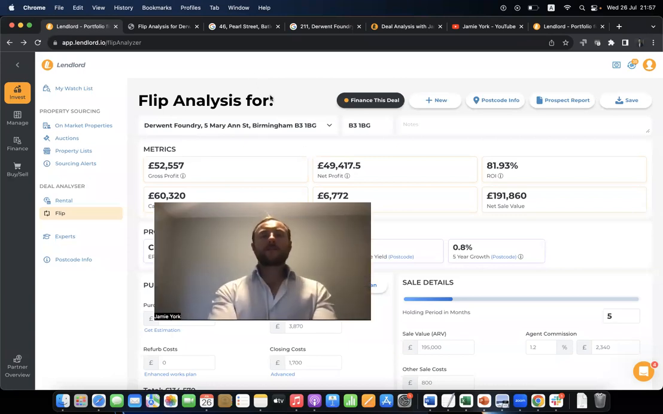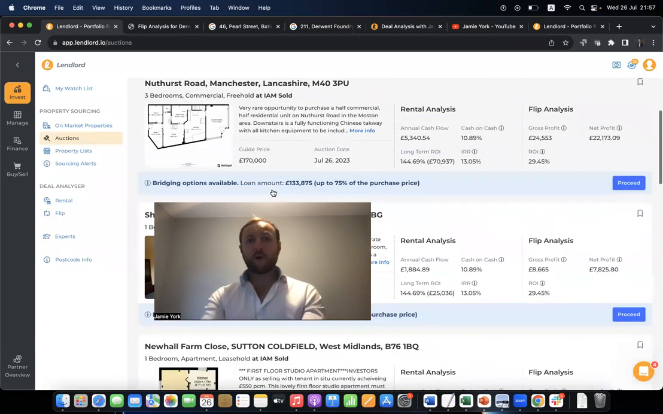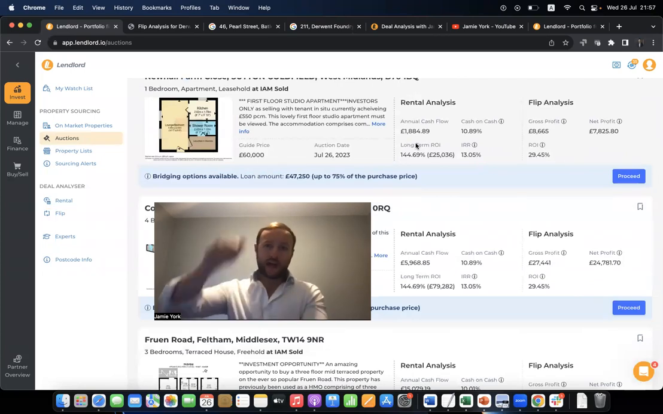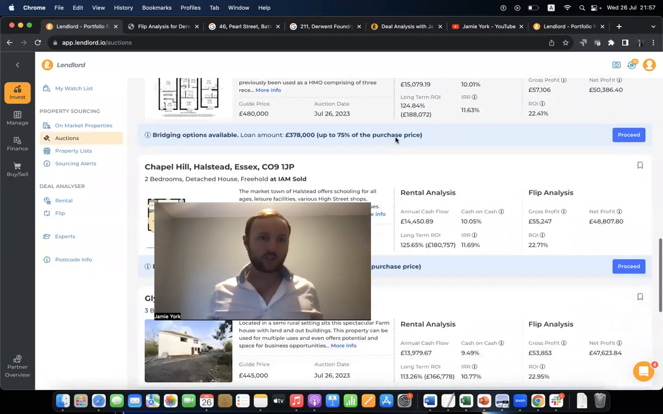Auctions are really great. Especially now, by the way, you can pick up some really good deals. The way I use Landlord for this will really interest a lot of you guys. The biggest problem with going to auctions is knowing that you've got your finance available. Because what you need to understand is when you go into an auction and the hammer goes down, in most auctions you have exchanged on the property.